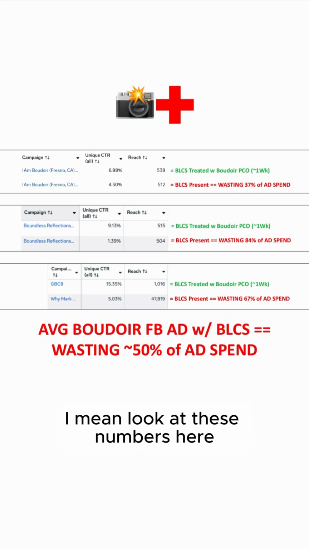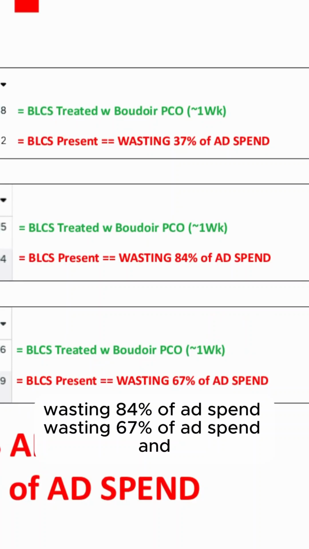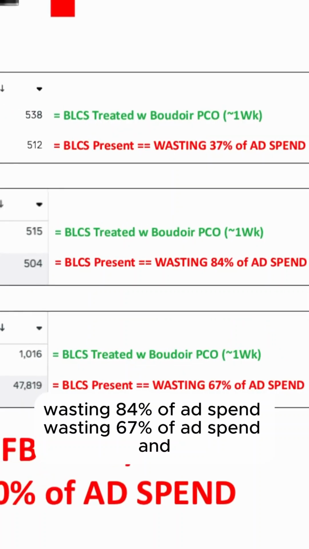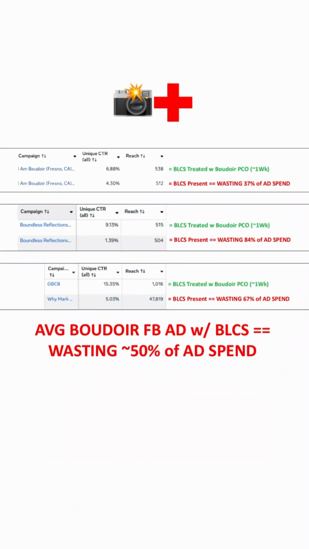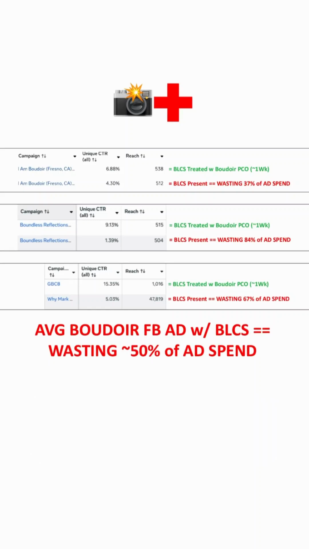Look at these numbers here. We got wasting 37% of ad spend, wasting 84% of ad spend, wasting 67% of ad spend. And you average these numbers, it's going to average between 50 to 60%.